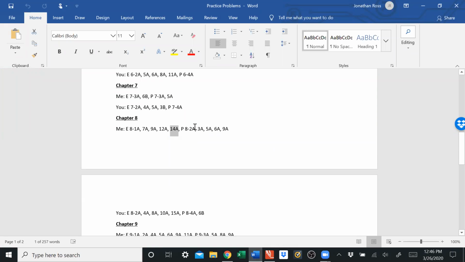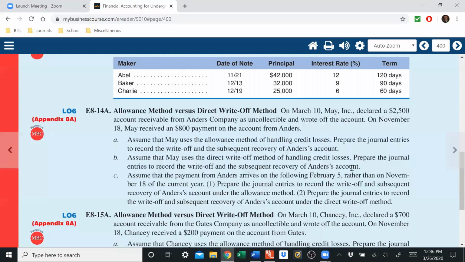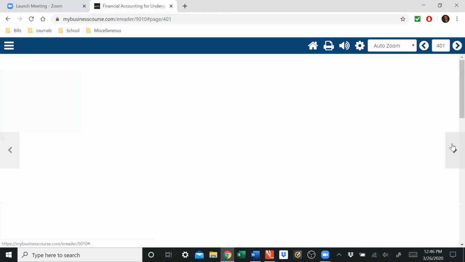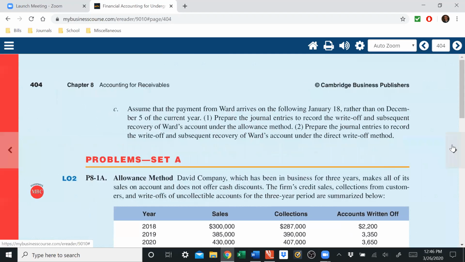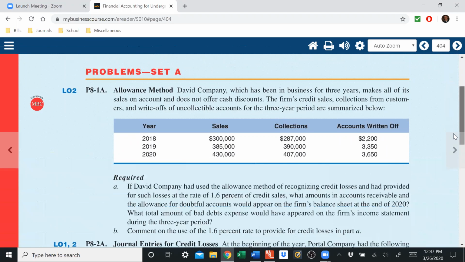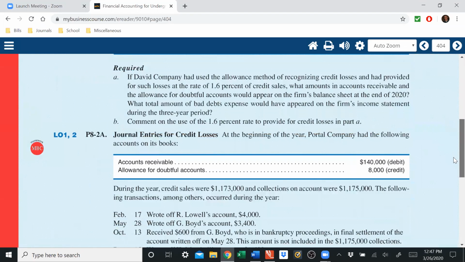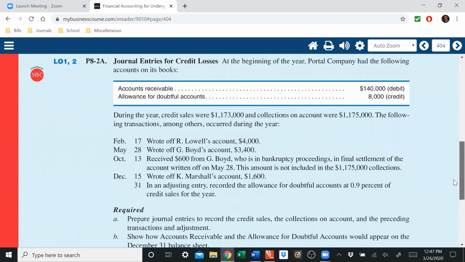So problem 8.2a. Chapter 8, I feel, is the easiest of the 4 chapters on exam 2. It's got several things in it, but they're all very straightforward.